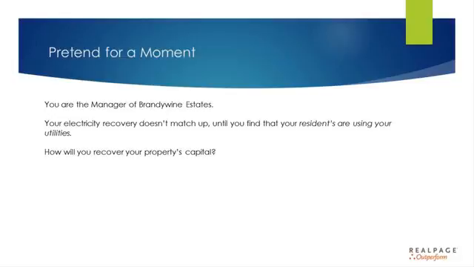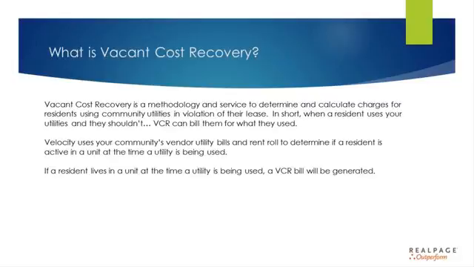How can you find a way to not only get the money back for your community, but stop this from happening again? Velocity has a solution with Vacant Cost Recovery. Vacant Cost Recovery can help you identify units that consume utilities when the utility should be in the resident's name. Using a combination of your rent roll data and your unit bills, we can help you determine who is using utilities when they shouldn't be, and then bill them back for that usage.